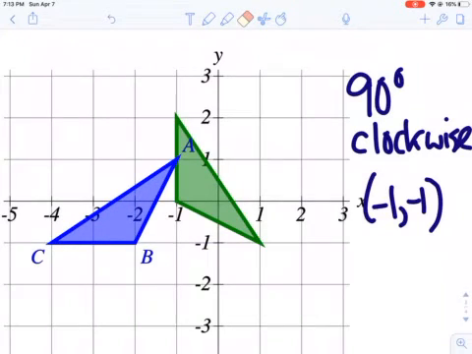Some people can visualize this pretty easily. Some people like to do it algebraically. That's the way I got there. So, I didn't mean to erase that.